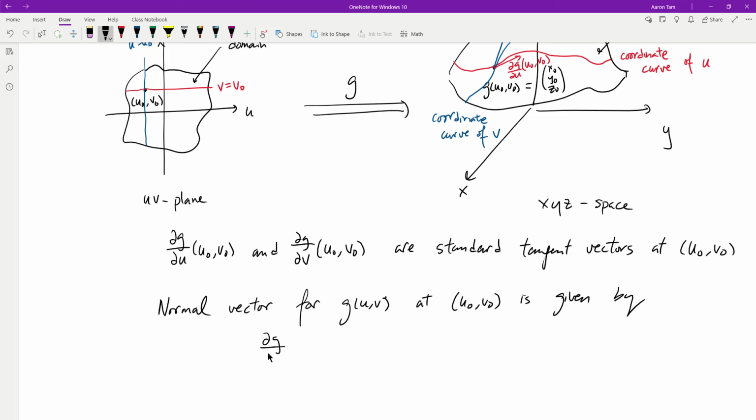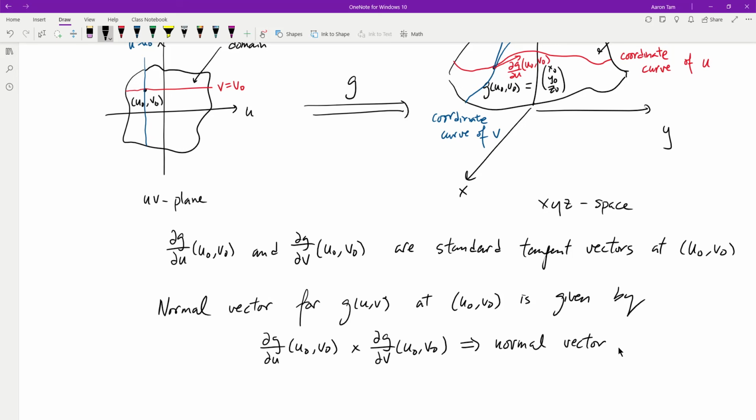By taking the cross product of these two standard tangent vectors. And that is basically what we call the normal vector. Now, I know some of you are probably thinking, well, why don't we just call it a perpendicular vector? Well, there's a reason for that.